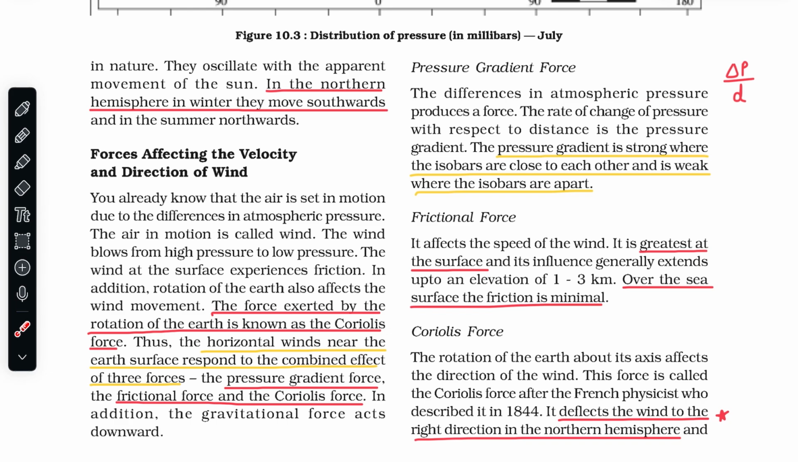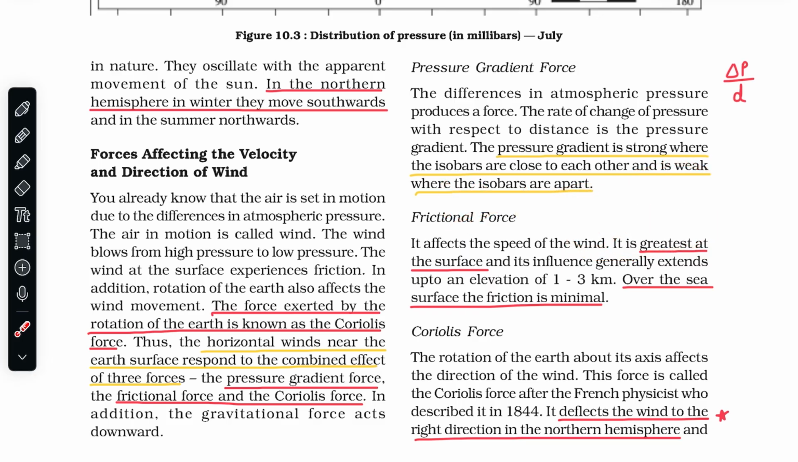The rate of change of pressure with respect to the distance is the pressure gradient. The pressure gradient is strong when the isobars are close to each other and is weak when the isobars are apart. So if this is an isobar, if over here this is distance 1 and over here this is distance 2. Since distance 2 is greater than distance 1, therefore the pressure gradient force over here at distance 2 is less.